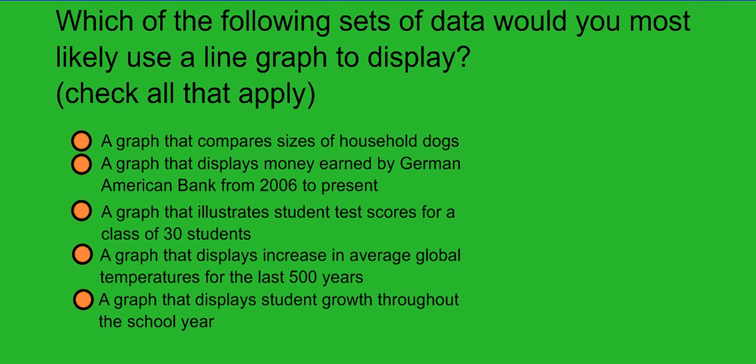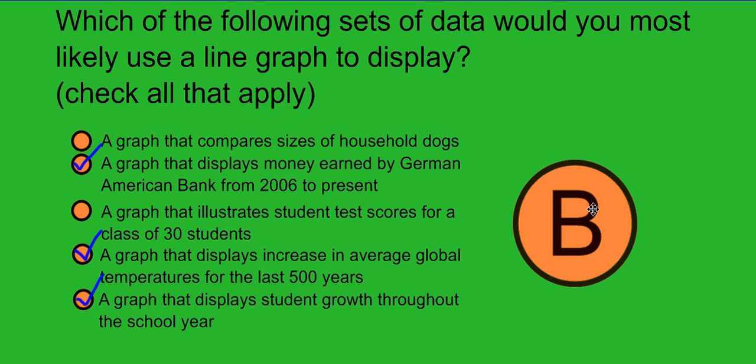Finally, we've got which of the following sets of data would you most likely use a line graph to display? Check all that apply. Remember that it's very important that we're looking for the type of data that line graphs display. So what type of data do they display? Excellent. Some type of change over time. Go ahead and check all that apply. Okay, let's see what you came up with.